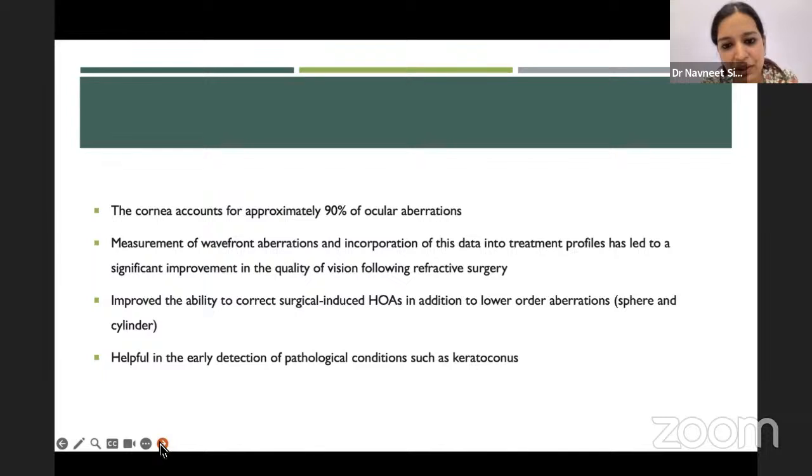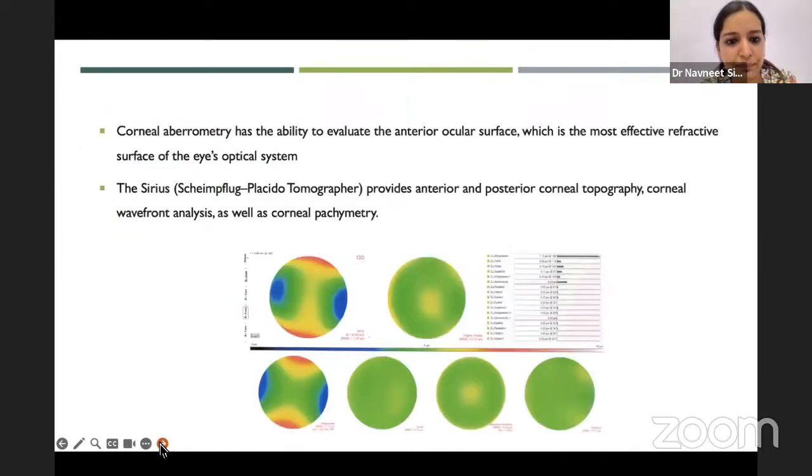Measurement of wavefront aberrations and incorporation of this data into treatment profiles has led to a significant improvement in the quality of vision following refractive surgeries, since all of these can be corrected accordingly. So corneal aberrations and the ability to measure them has improved the ability to correct surgically induced higher order aberrations, in addition to the lower order aberrations. And it is also helpful in the early detection of pathological conditions such as keratoconus.